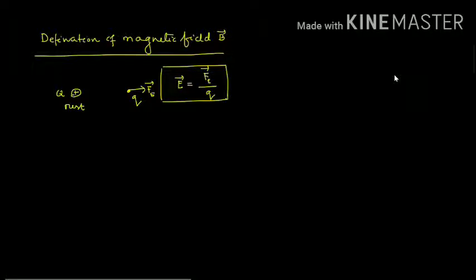In this way, we cannot define magnetic field because a free magnetic charge does not exist. That is, a monopole does not exist. So we cannot define it in this way. So we define magnetic field in another way. That is, magnetic field is defined by the formula F is equal to q into v cross B.